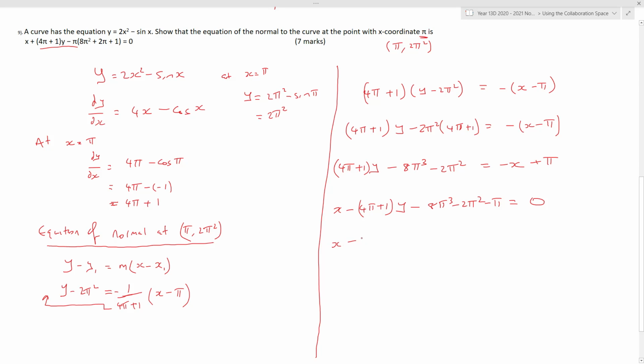X minus 4 pi plus 1 times y, minus, take the pi out, and you're left with 8 pi squared minus 2 pi, plus 2 pi plus 1 equals 0. And that's exactly what we have in the question. Good. So hit pause, write it down, and have a go at another question.